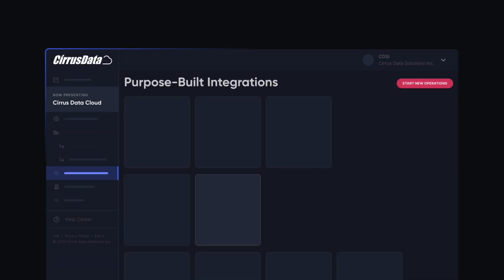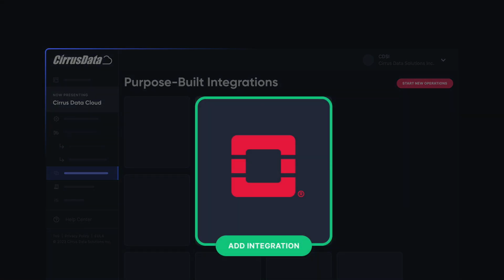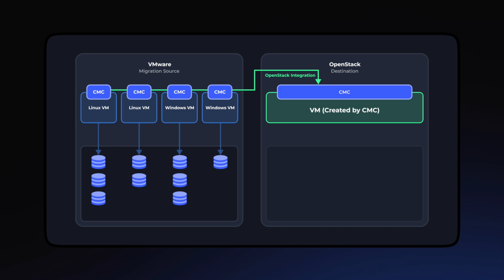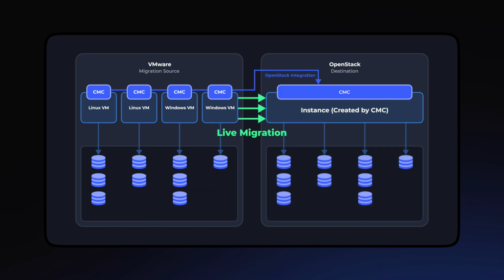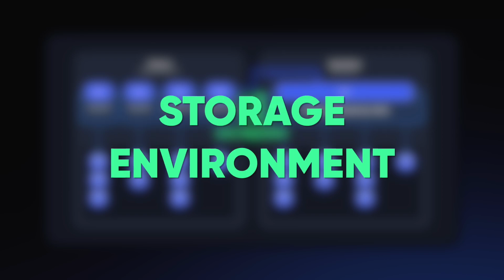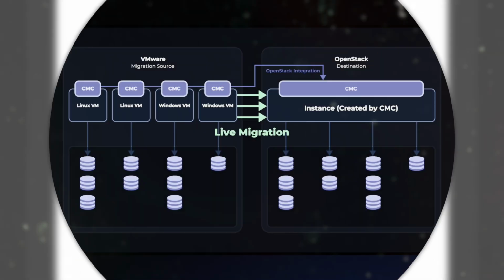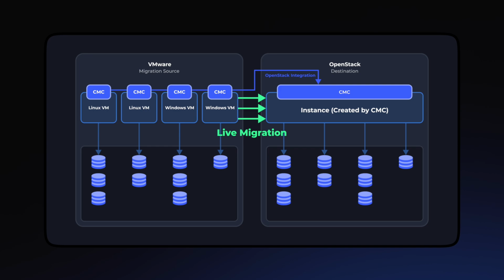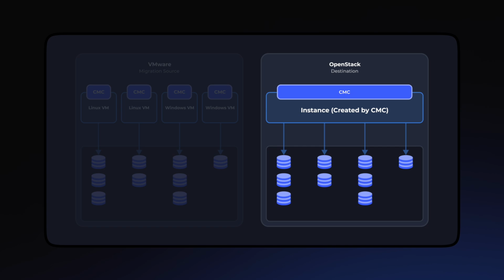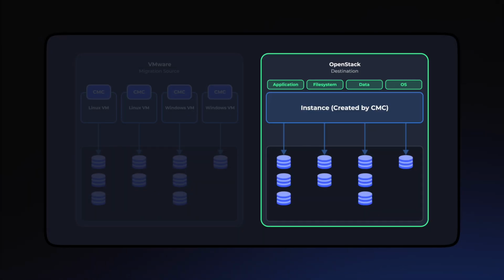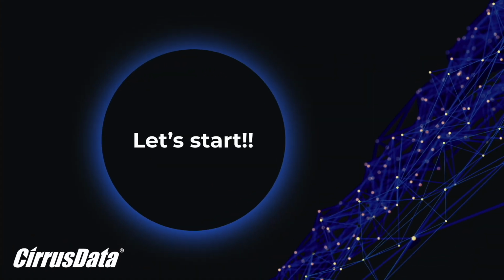Next, Cirrus Data Cloud will use its OpenStack integration to create a new virtual machine and start your live migration non-disruptively. CMC will also prepare your compute, network, storage environment, and all other necessary remediation steps automatically for you. When you are ready to cut over, since CMC has already kept your data synchronized in OpenStack, all we need is to shut down the source and power up the instance on OpenStack. Let's see this in action.